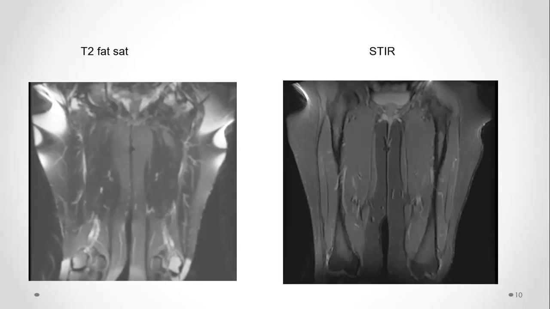Here is an example of two cases, the same patient, same anatomy, imaged with T2 fat saturated on the left and STIR sequence on the right. And you can appreciate the differences here in terms of the homogeneity of the fat suppression. On the left, we see that there is failure of fat suppression in the periphery of the anatomy because it's a larger field of view with complex air soft tissue interfaces, but that has significantly improved with using STIR sequence.